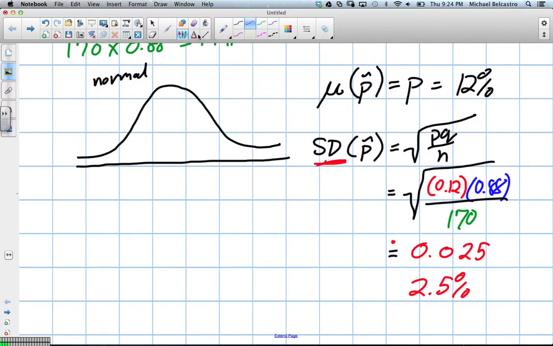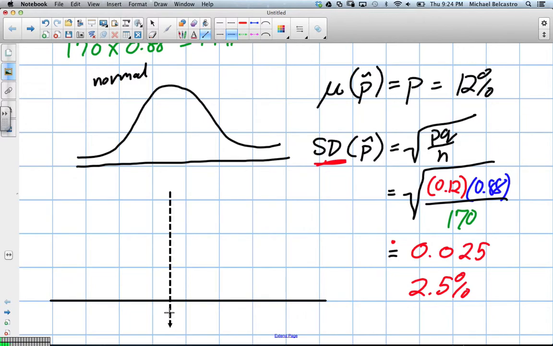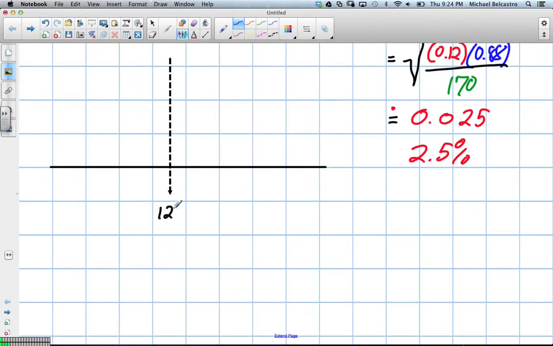So let's create our normal model that we're used to doing from before. We have our line, and our proportion is our mean. Remember that mu here stands for the mean of the population. So that's going to be our middle value, which is that 12%, right down the middle. I'll do my best to draw this now.